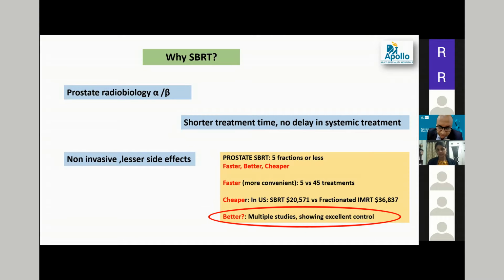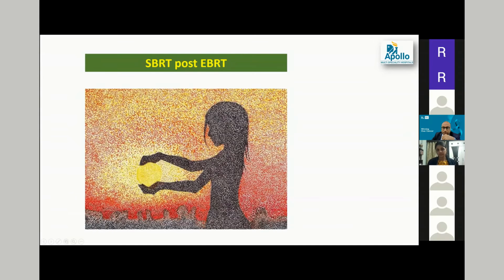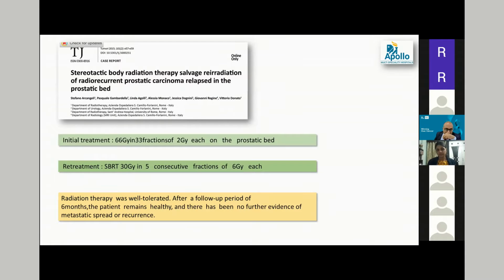There are multiple studies showing excellent control. I will discuss some of the studies to know whether it is better or not. So the first one is SBRT post-EBRT. This is a case report published in 2015 by Arcangeli. He is a famous clinician who published so much data on prostate.